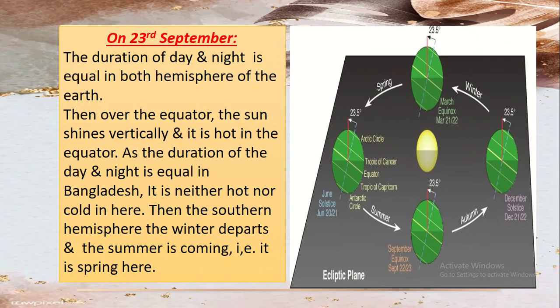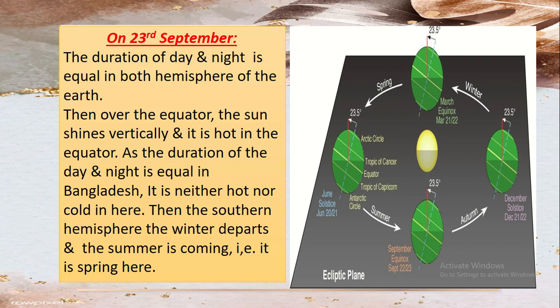And next one, what happened? The duration of day and night is equal in both. While June 21st is over, the North Pole continues to move away from the sun and the South Pole continues to draw near gradually. Consequently, what happened? Day gradually becomes longer and night shorter in the northern hemisphere, and in the southern hemisphere day gradually becomes shorter and night longer also.